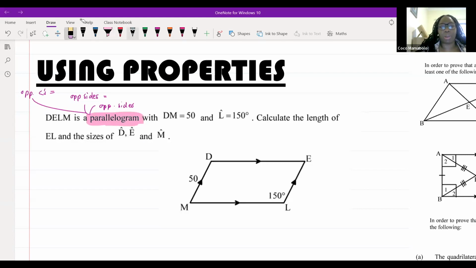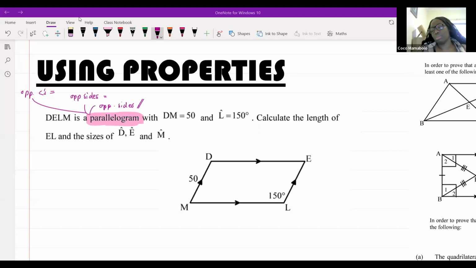I just don't want to write "parallel," it looks so long there. Let's just make the strokes for parallel. So we know that we can use all of these properties of parallelograms when answering the questions that they're asking us for here.